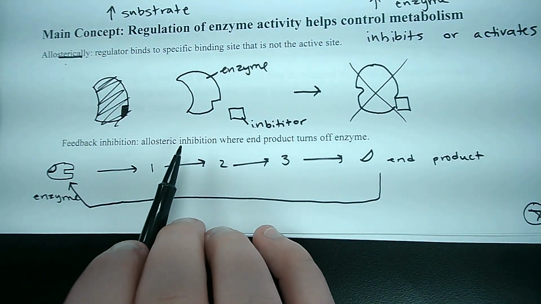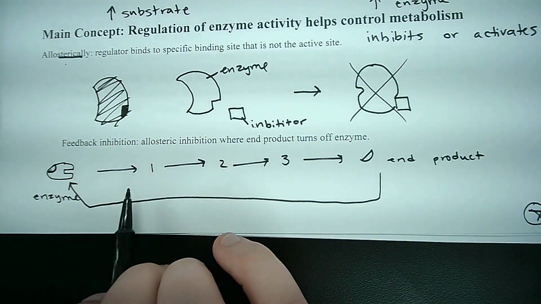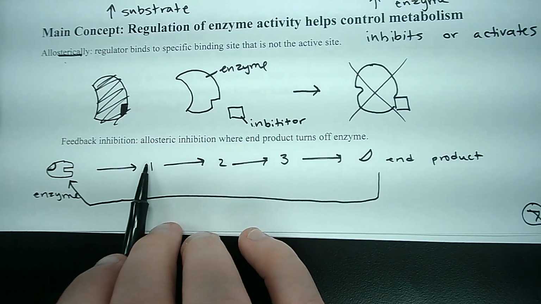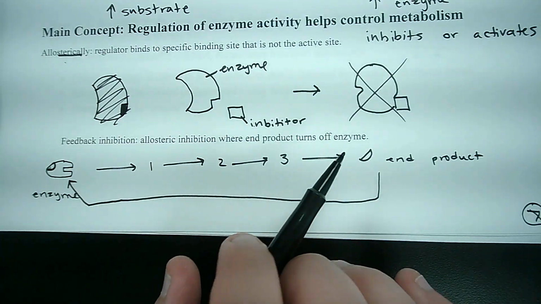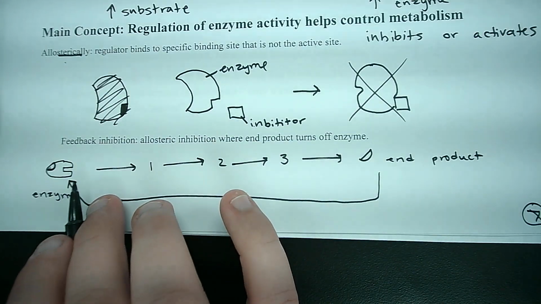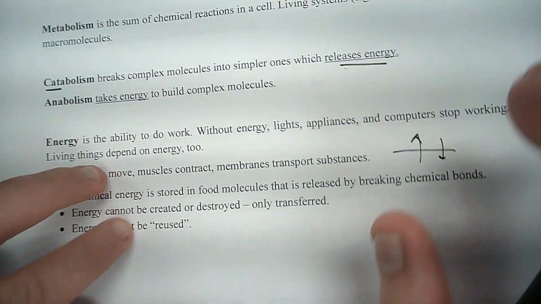Feedback inhibition is a type of allosteric inhibition where the end product turns off the enzyme. So after a series of steps, this one enzyme catalyzes a step, and then other steps keep going. Eventually at the end we come back and it tells the enzyme we need to turn off because we've made enough end product.